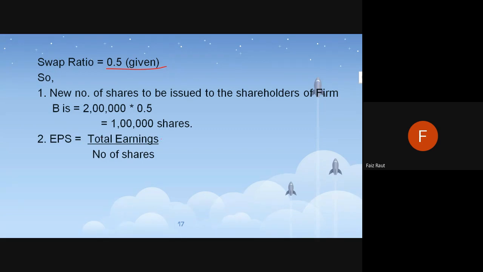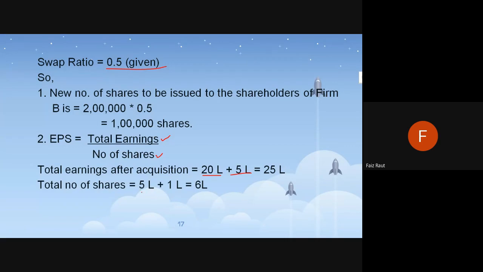EPS again very simple. Total earnings: I'll add the earnings of firm A and firm B. And the new number of shares, so we will add both. In this case we have found out 1 lakh shares for the shareholders of firm B, which we have given them. Total earnings we are getting as 20 lakhs plus 5 lakhs, adding the earnings of both the companies. 5 lakhs was the original number of shares with company A, and 1 lakh which we calculated above. The total number of shares is 6 lakhs, and total earnings 25 lakhs. So my EPS will be 25 lakhs upon 6 lakhs, which is 4.17.